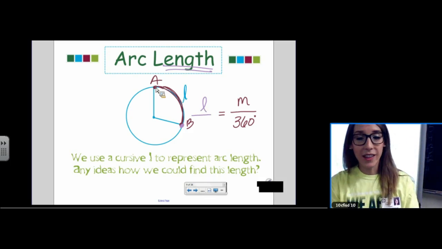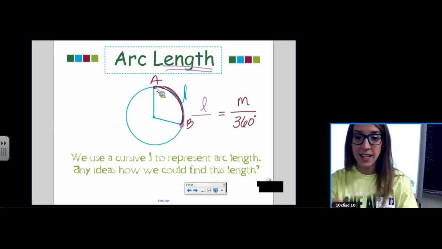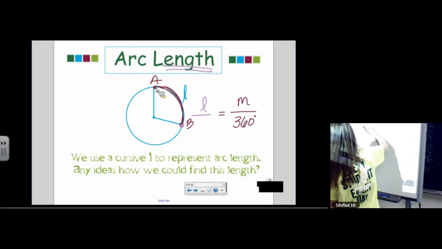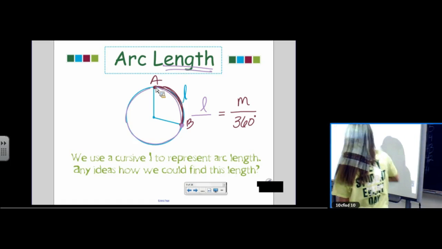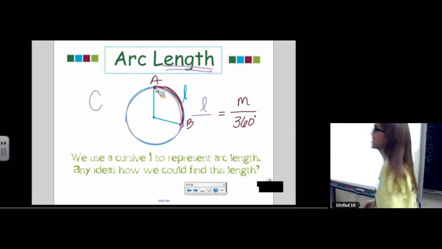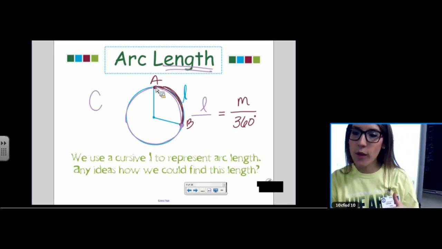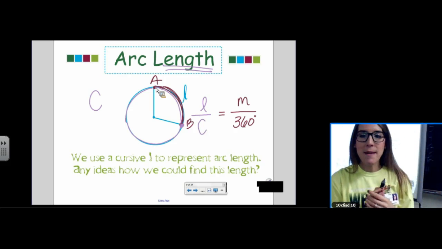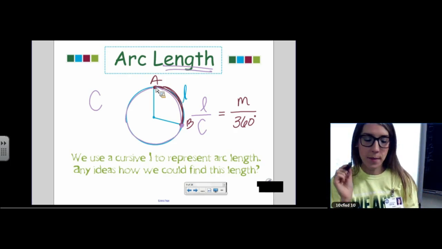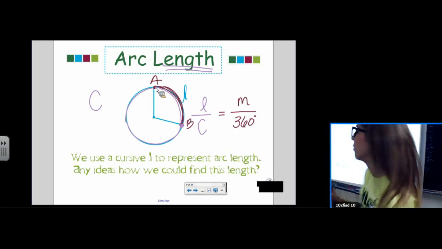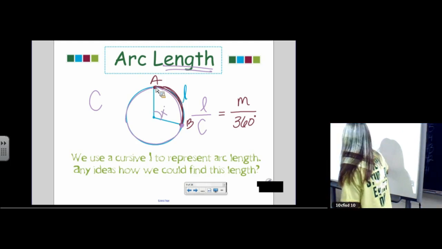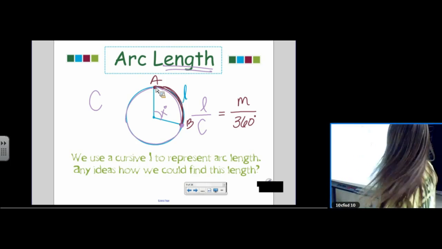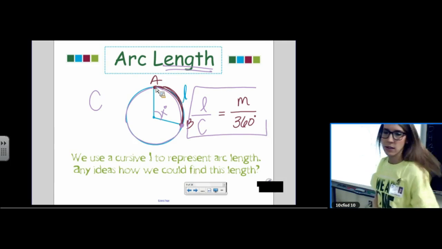Now, what is arc length going to be out of? Yes, it's going to be out of the total distance around the circle. So the total distance around the circle is called C. It's called circumference. And we know the formula for circumference. It's 2 pi r. But anyways, if we're missing the arc length, if we're missing the angle measure, if we're missing the distance around the circle, then we can use this proportion to find what we're missing.